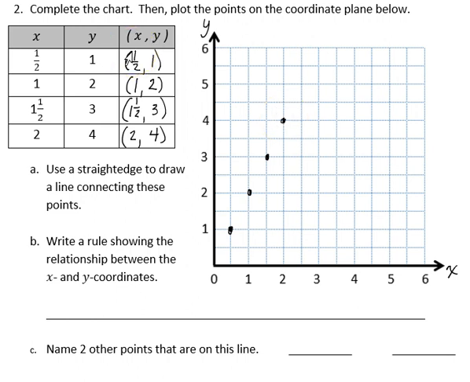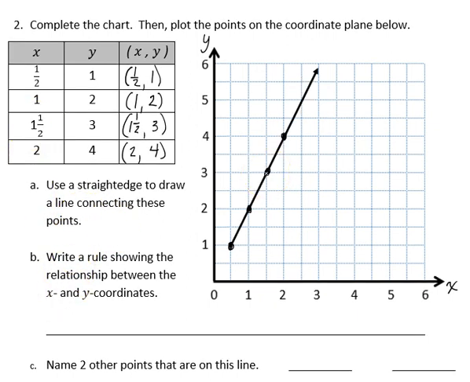The next direction says to use a straight edge to draw a line connecting these points. So I'll go ahead and do that. And here's my line connecting those points. Question B says, write a rule showing the relationship between the x and y coordinates. We'll go back to our table. For my first ordered pair, I went from 1/2 to 1. The second one went from 1 to 2. Then I went from 1.5 to 3. And in the last one, I went from 2 to 4.